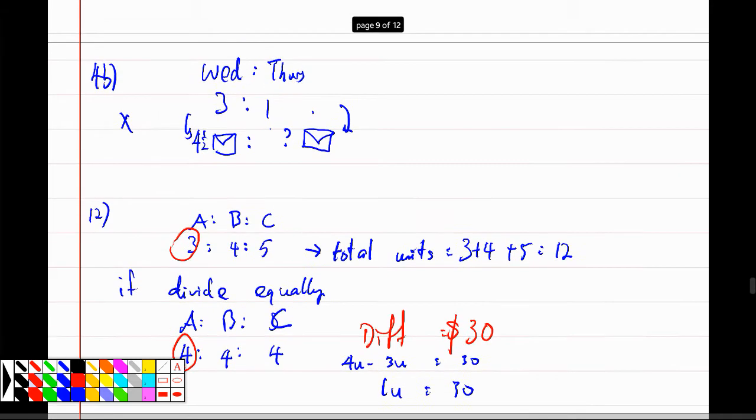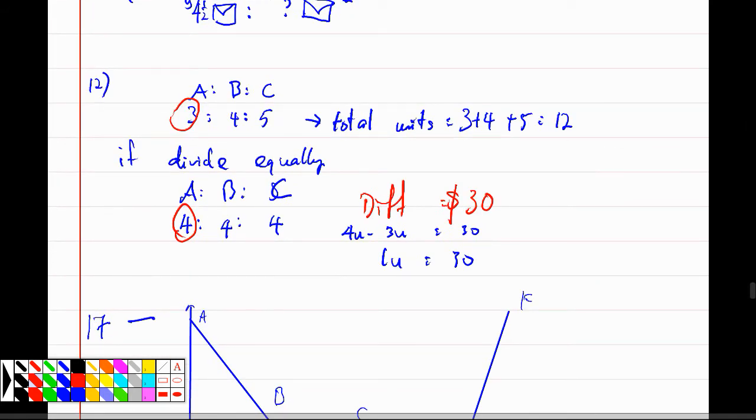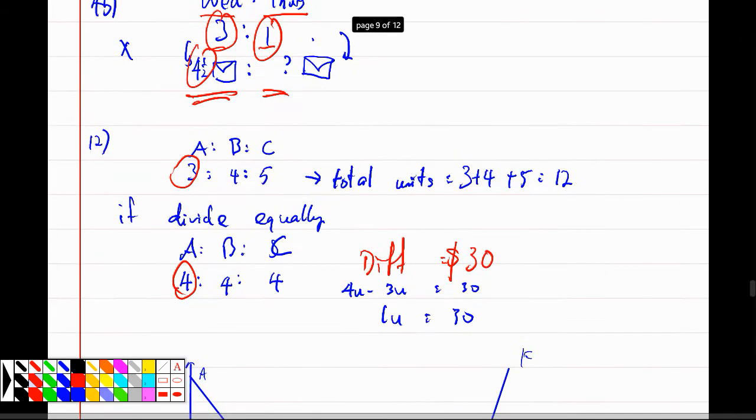Now 4b, next question. Pictogram. So I have Wednesday is to Thursday, 3 is to 1. So Wednesday there are 4.5 envelope. So then if 3 units is 4.5 envelope, 1 unit is how many envelope? Sort it out. Next.